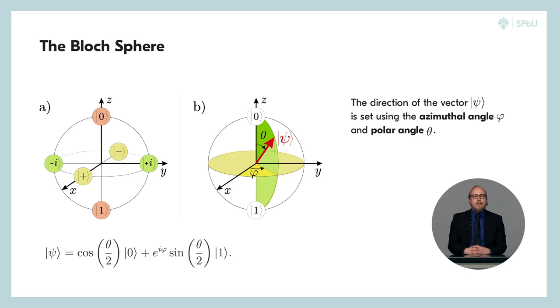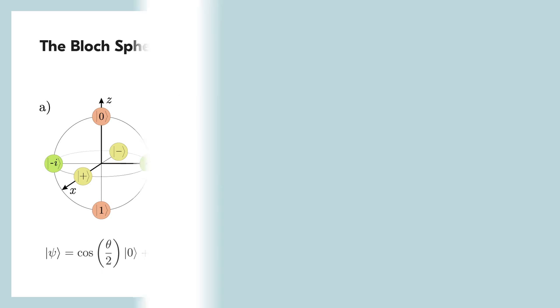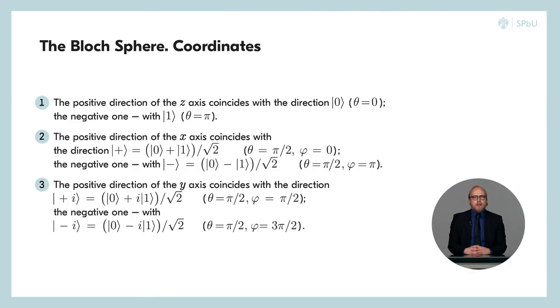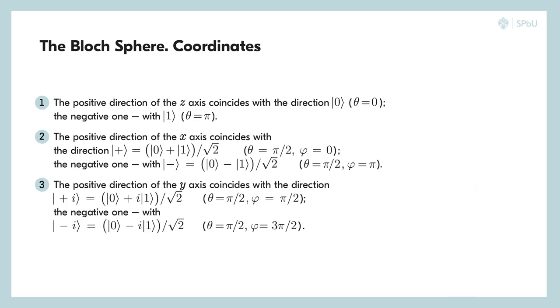Now, the Bloch sphere is constructed in a special coordinate system. First of all, as the positive direction of the z-axis, one can choose the direction of the base vector 0, and as the negative direction of the z-axis, the direction of the base vector 1. According to the expression we considered earlier, the vector psi, that is the state of the qubit, coincides with the vector 0 when the theta angle equals 0, and the psi vector coincides with the vector 1 when the theta angle equals pi. The angle phi can be arbitrary, and for definiteness it is sometimes taken to be 0.